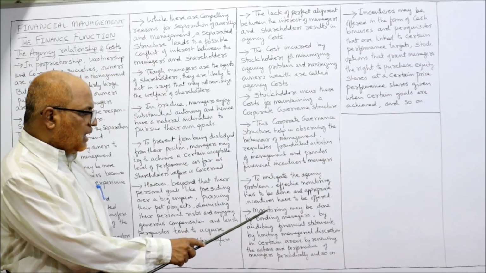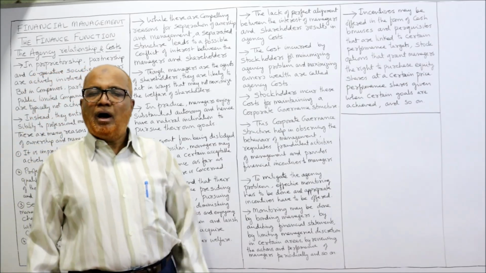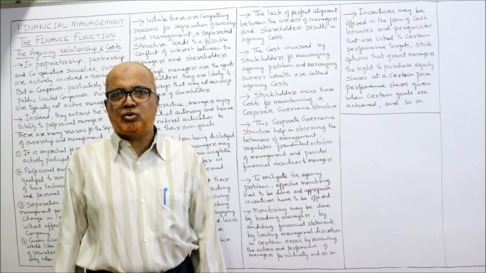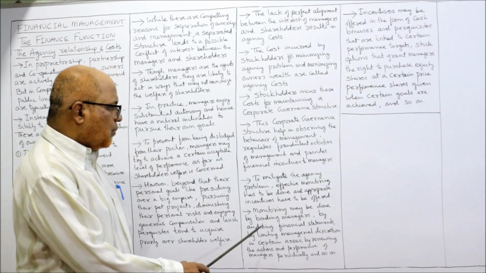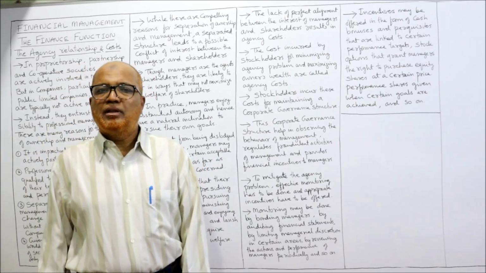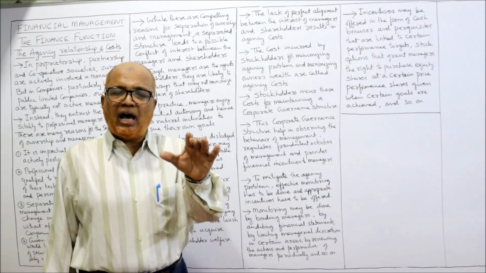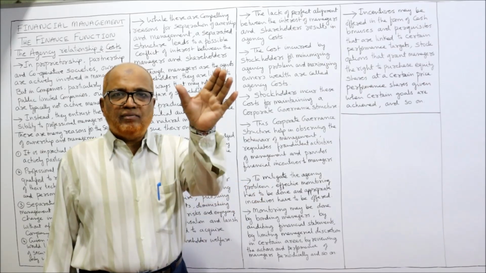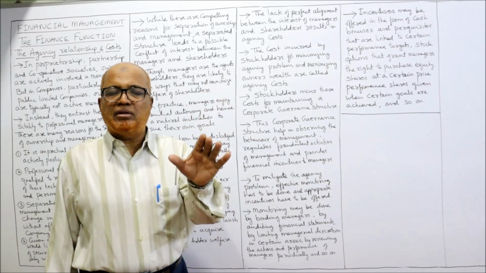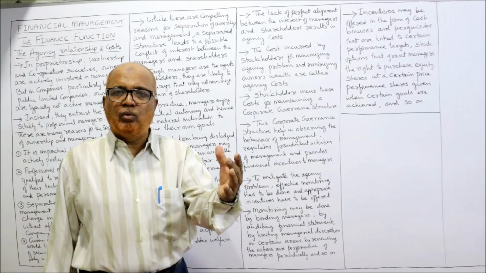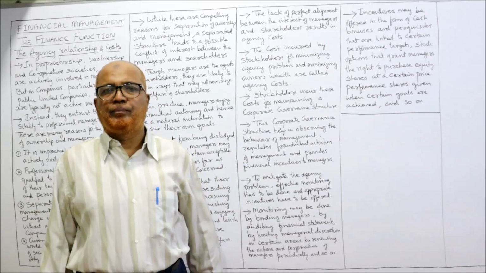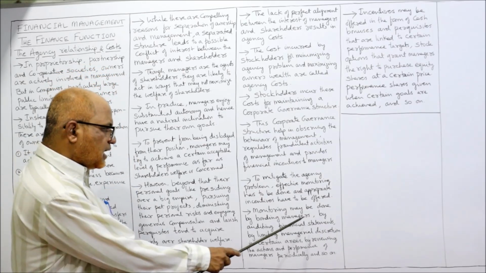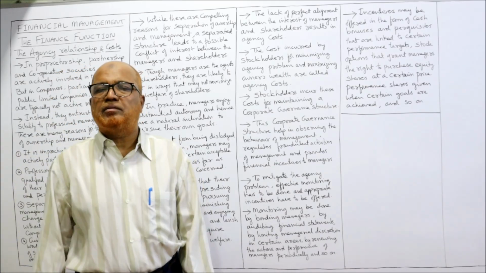Now, monitoring may be done by bonding managers. How can we monitor the activities of the management? The first thing is bonding of managers. That means the managers will have responsibilities, will have duties. So specifically it should be given what are the responsibilities, what are the duties, how they are accountable. This type of bonding should be there for the managers. Secondly, by auditing financial statements.